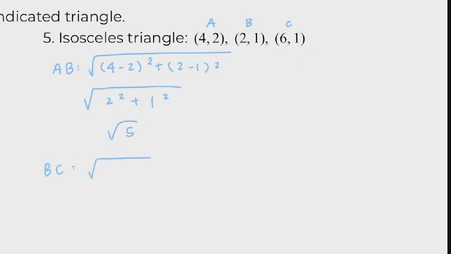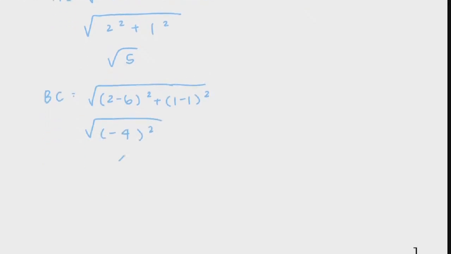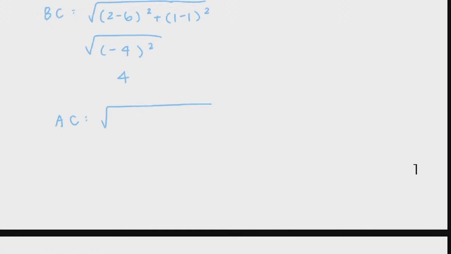And then BC is going to be 2 minus 6 squared plus 1 minus 1 squared. So that's negative 4 squared, which is going to be 4. And the last length is AC, which is going to be the square root of 4 minus 6 squared plus 2 minus 1 squared. So that becomes negative 2 squared plus 1 squared, which is square root of 5.